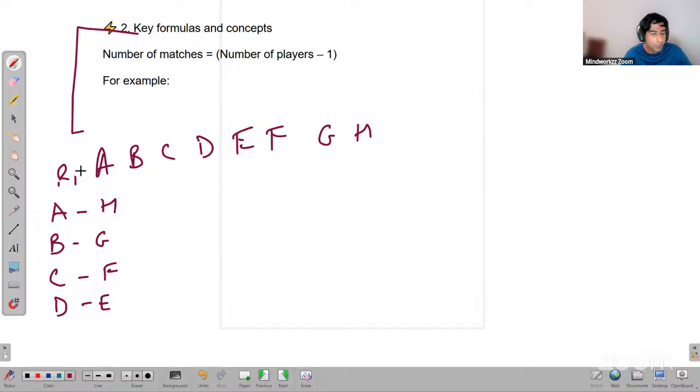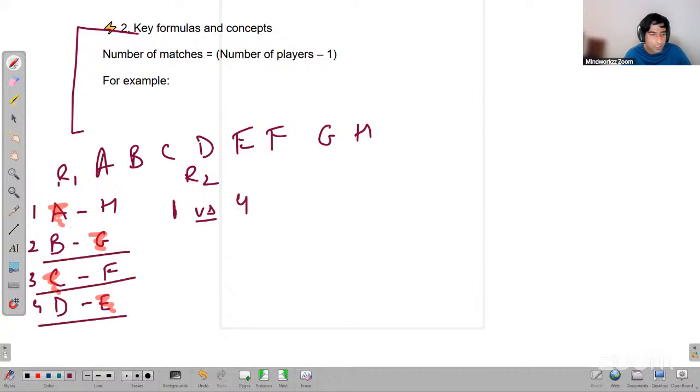Now we have to decide one person who's going to win. Let's say A wins here, G wins here, C wins here, and D wins here. Okay. Now I also have this known to me that in round two, the person who wins match one will play against the person who wins match four. So this is match four, this is match three, this is match two, and this is match one.